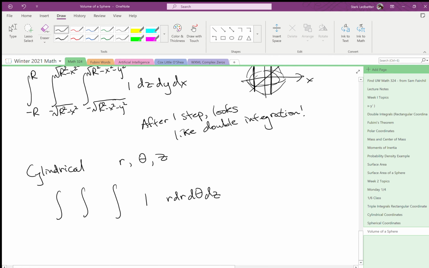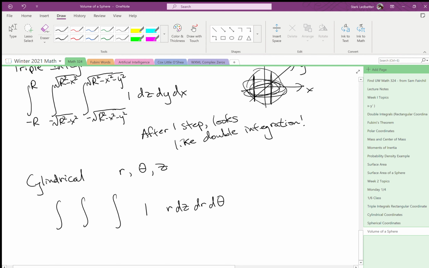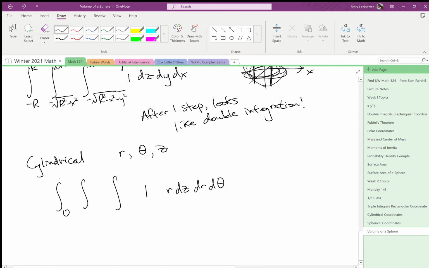And then z is probably going to depend on r and theta, so actually I'll put dz on the inside. dz, dr, d theta. And I want to integrate over this whole circle, so that means theta is going to go from 0 to 2 pi. Little r is going to go from 0 to big R. And then what happens to z?